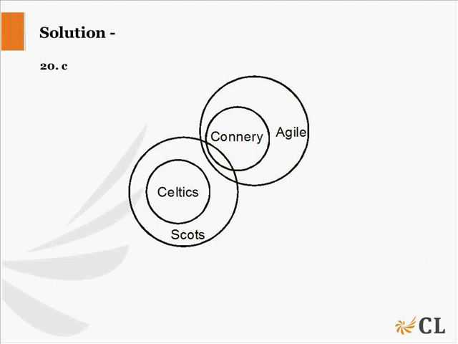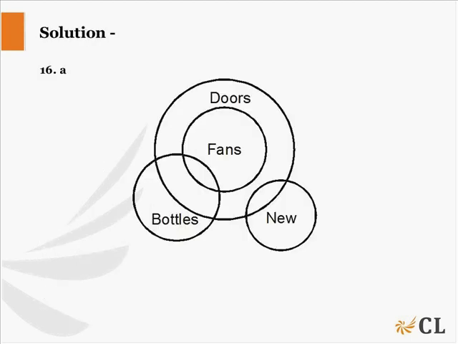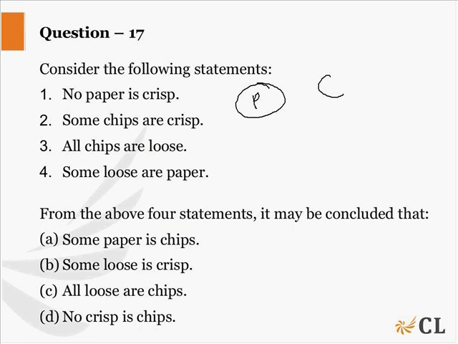No paper is crisp. Some chips are crisps. All chips are loose. And some loose are paper. So it will look like this. All chips are loose and some loose are paper.